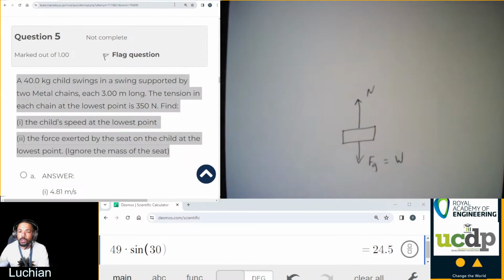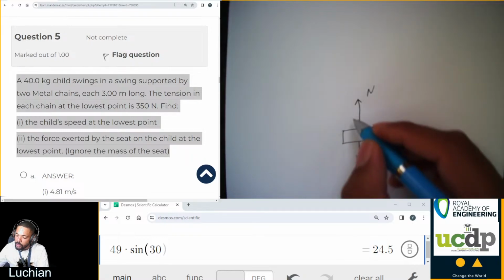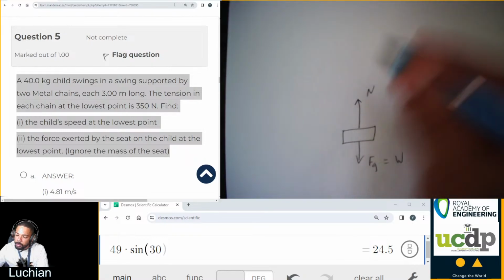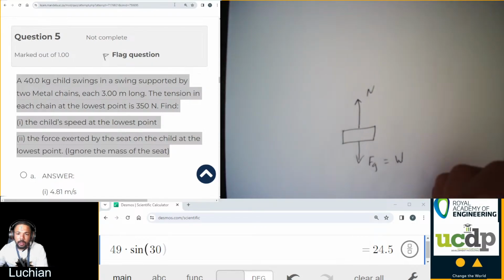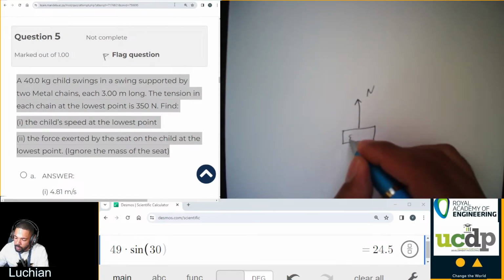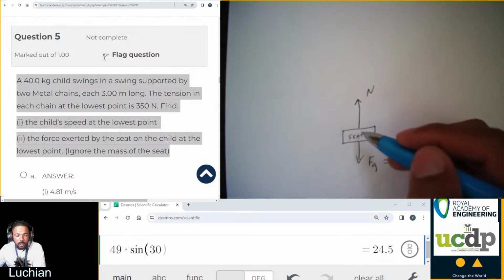The normal force is pushing up against the child, but the child's weight is pushing downwards. So this is the seat. The normal force from the seat is pushing against the child, and the child's weight is pushing against the seat. This is the seat. The normal force, meaning the force that the seat exerts.